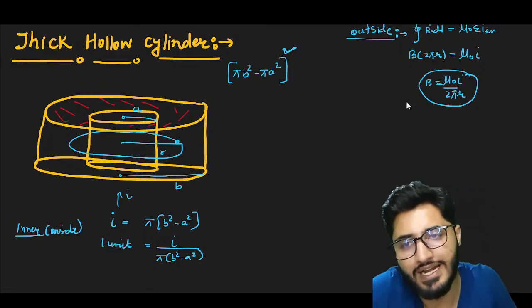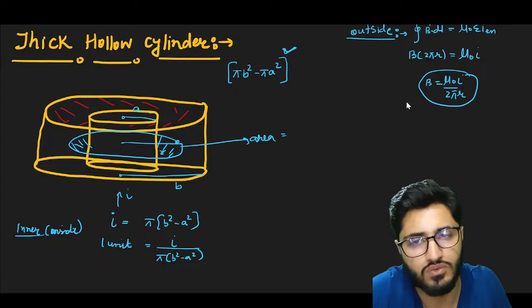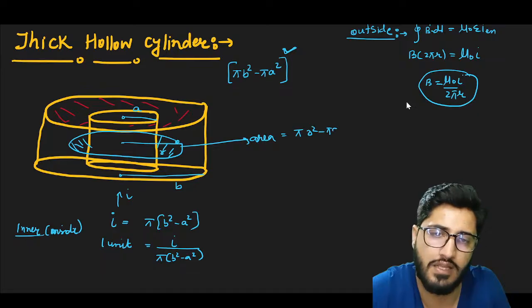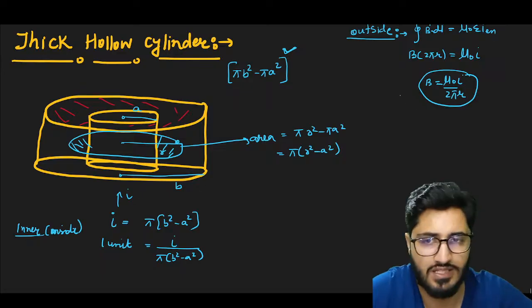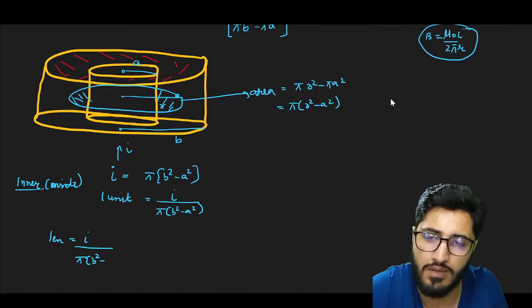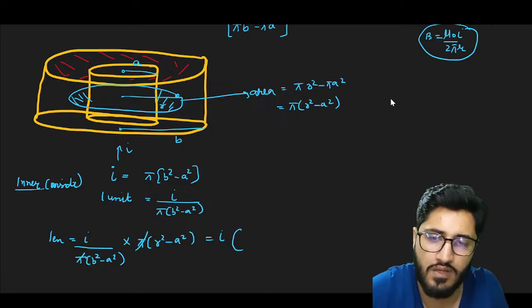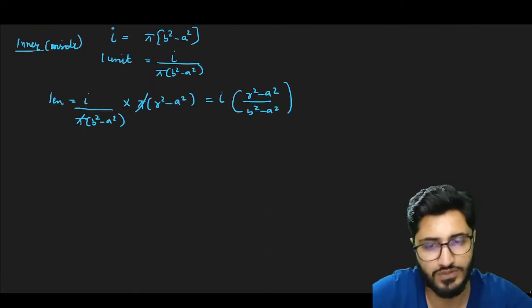Now what will be the area enclosed? It will be only this one. So this area is equal to pi r square minus pi a square, that means pi r square minus a square. So my enclosed current will be equal to I over pi b square minus a square, multiplied by pi r square minus a square. Pi cancels out. It will be I r square minus a square divided by b square minus a square. It is the enclosed current.